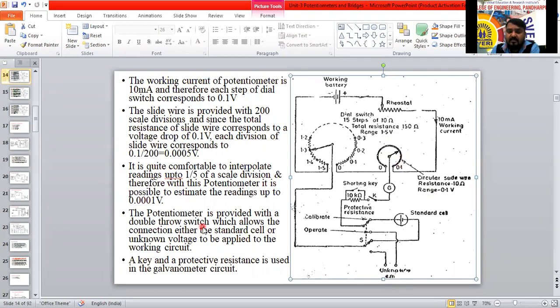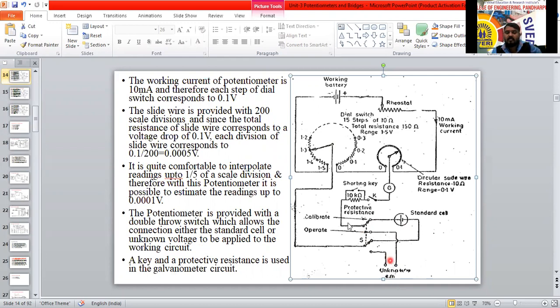This potentiometer is provided with a double throw switch here. As I told, you can connect it in calibrate mode and also in operate mode. The double throw switch allows the connection of either the standard cell, or, if connected to the operating mode, the unknown voltage to be applied to the working circuit.